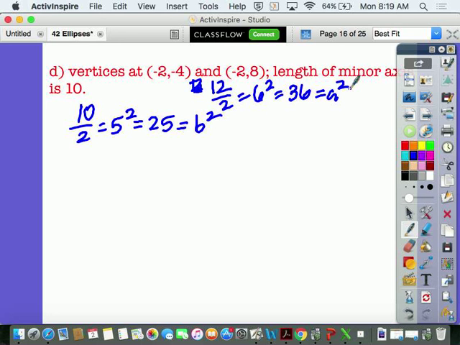And so that's the distance from the center to one of your vertices. And then you square it to get the value of a squared. And since your vertices, the y's are changing instead of the x's, you know that this is a vertical major axis, which means the a squared is going to go underneath your y's. Now we just have to figure out the center. So we're going to find the midpoint between our vertices.